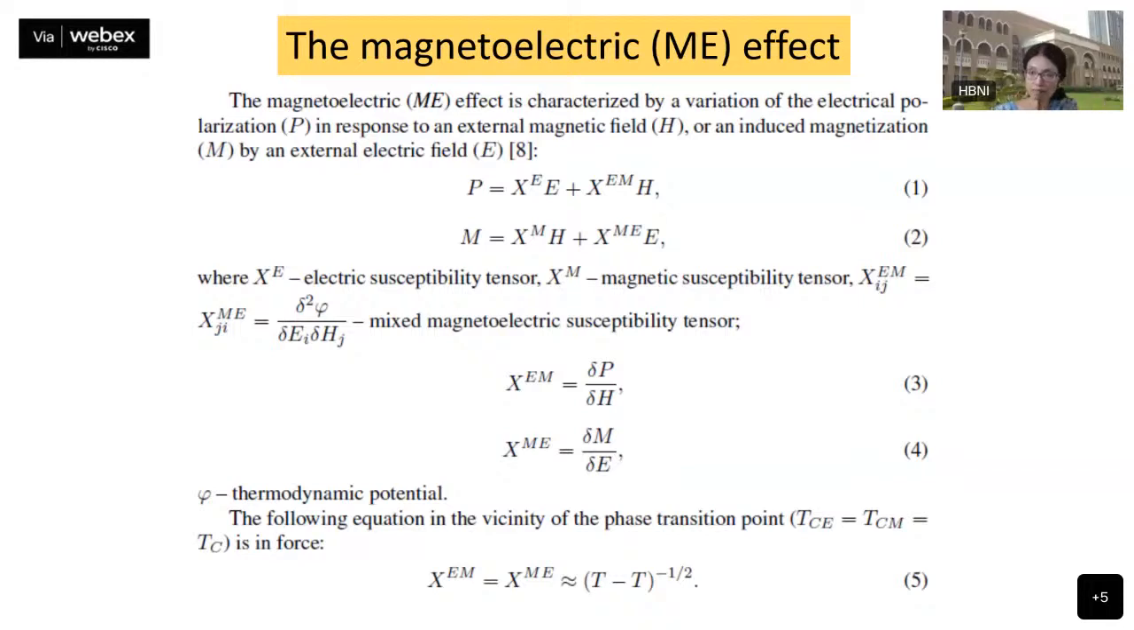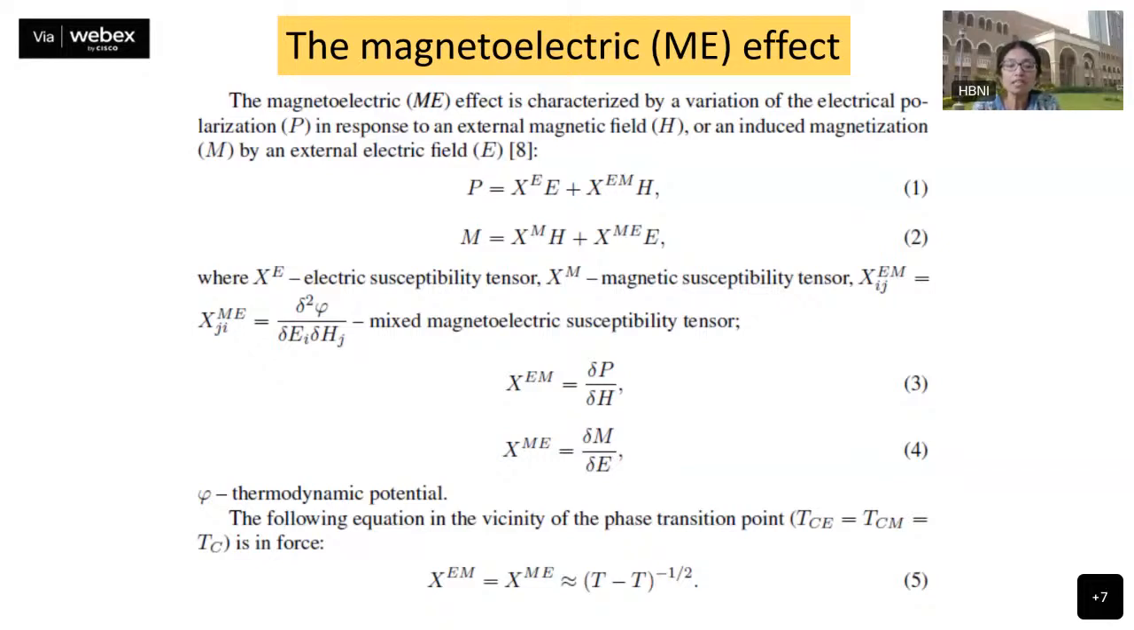Now, we have discussed magnetic effects. We have discussed ferroelectric effects and ferromagnetic effects. So now we'll discuss something which is known as the magnetoelectric effect. The magnetoelectric effect is characterized by varying the electric polarization in response to an external magnetic field. So far what we have seen is we are changing the external magnetic field and the magnetic polarization field. We are applying an electric field and the electric polarization field. But now, as this topic is telling us, it is the magnetoelectric effect.